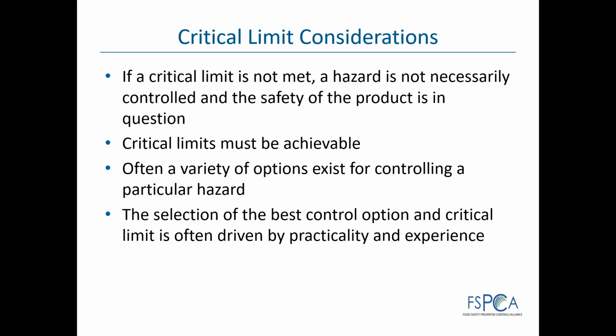Critical limit considerations. Of course, it is important because if a critical limit is not met, a hazard is not under control, and the safety of the product will be in question. The second is that the critical limits must be achievable. Most of the time, and we will mention this later on, we will set the cooking temperature a little bit higher. For example, if the critical limit is 160 degrees Fahrenheit, 71.1 degrees Celsius, we may set it a little bit higher, 165 degrees Fahrenheit, say 72 degrees Celsius, because we are trying to make sure the critical limit is controlled.